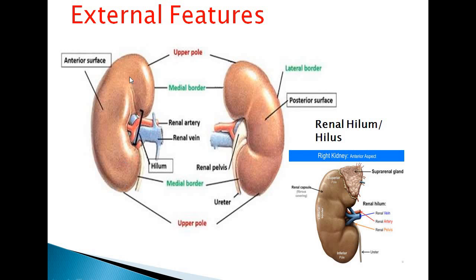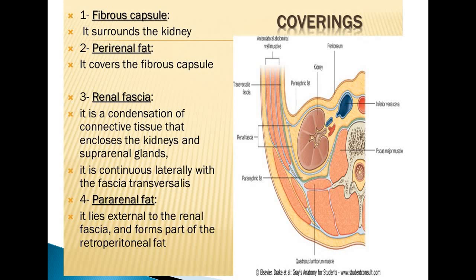The vertical extent is from T12 to L3 and the hilum is situated at about the level of the first lumbar vertebra. Then we will see the coverings or capsules of the kidney. From within outward, that is from inside to outside, there are four coverings to the kidney. The first one is the fibrous capsule, which is called the true capsule. The second is the perirenal fat or perinephric fat. The third is the renal fascia, which is called the false capsule. And the fourth is the pararenal fat or pararenal adipose tissue.